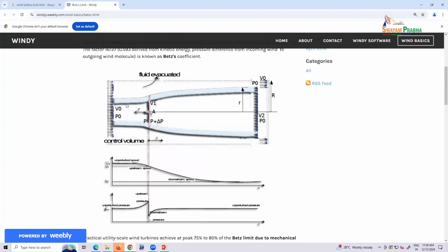Okay, and this is the streamline shape. Basically, when the wind comes here and hits the turbine, the streamline goes outside and becomes larger, wider, right? So then you have wind speed. Wind speed goes through here and decreases, right? It didn't decrease to 0, but it decreased, right?